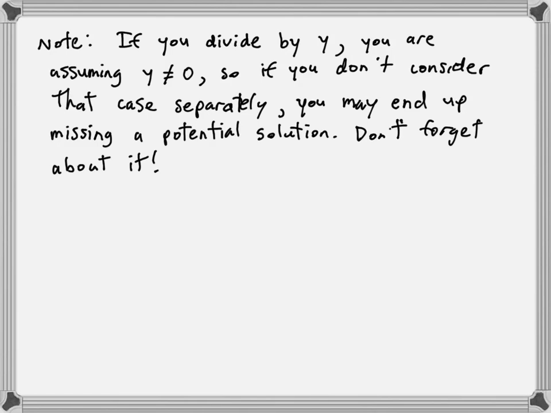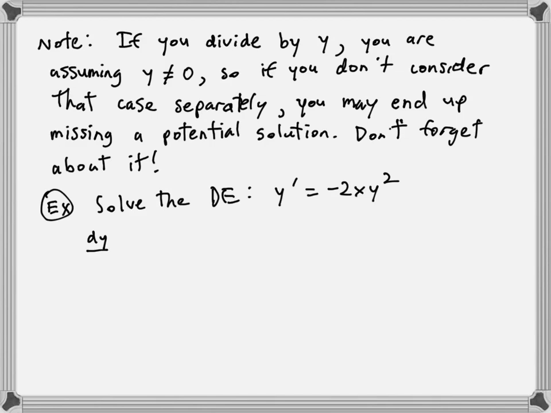Okay, so we are going to always consider these cases separately. To do that, let me go ahead and show you an example here. So example, solve the differential equation. Y prime is equal to negative 2xy squared. So it might help to look at it this way. dy dx is equal to negative 2xy squared.